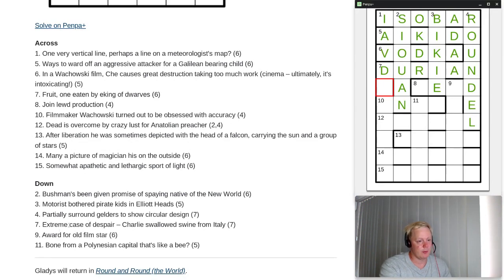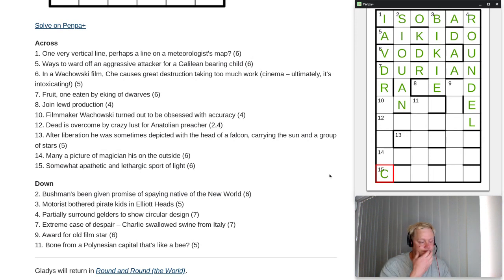So extreme can also be our definition here. In the case of despair, if you look at the word despair, you get DR, and we have this D at the start. So DR, and then we can add DRC, so Charlie being the C, and that swallows something. So that swallows something, and we get an answer meaning extreme.